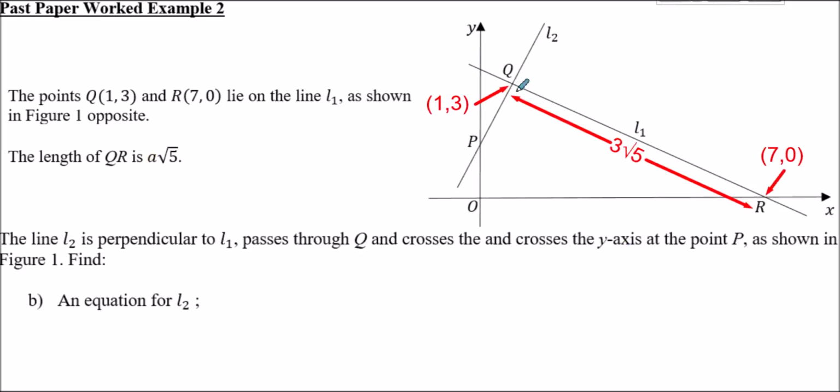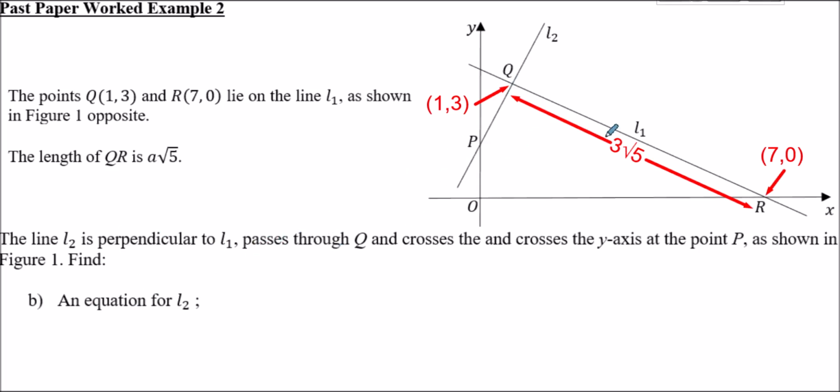Part B, I've just filled in some of the information we now know from Part A. So we knew Q and we knew R already, and L1 from Q to R at least is 3 root 5. We're now told about this line L2. We're told two things. We're told it's perpendicular to L1, and we're also told it passes through Q. We also now need to find out what the y-coordinate is afterwards, where it crosses the y-axis. But first of all, using these two things, we need to find an equation of L2.